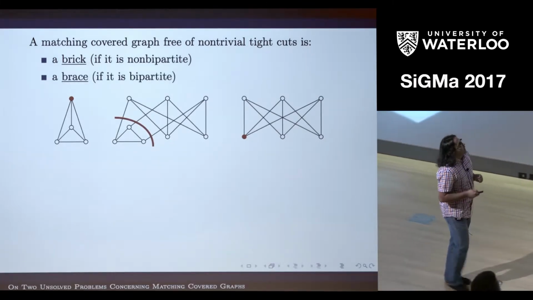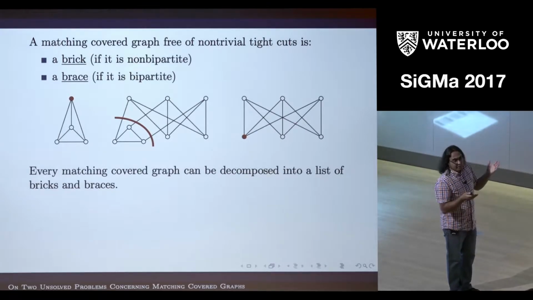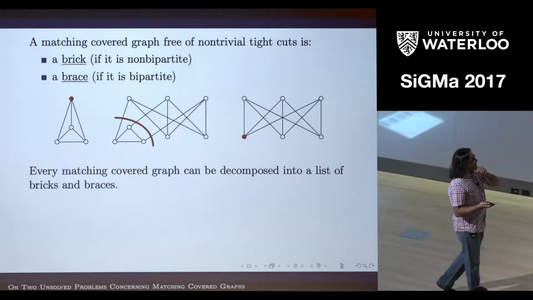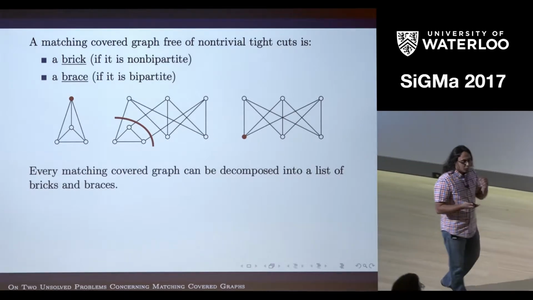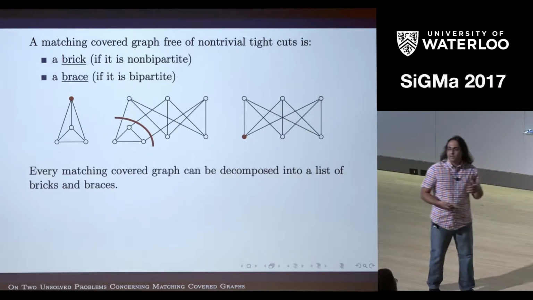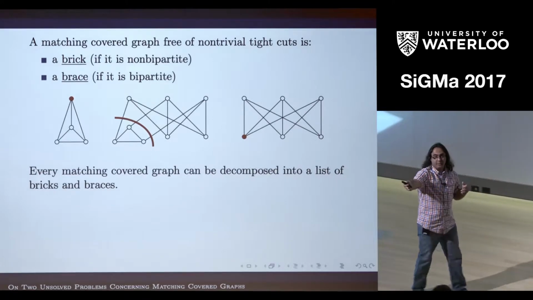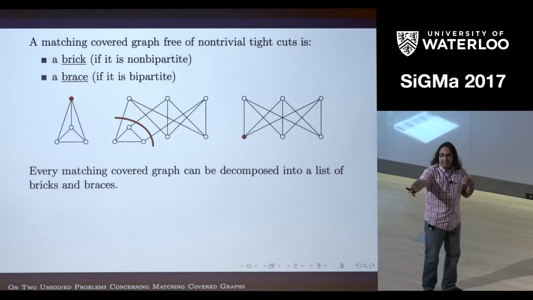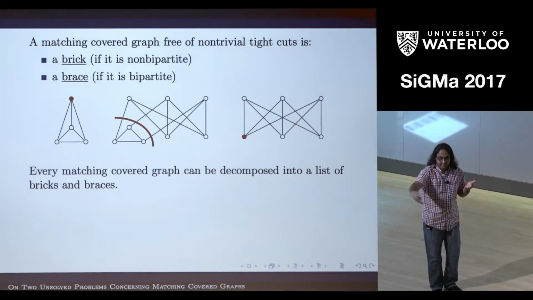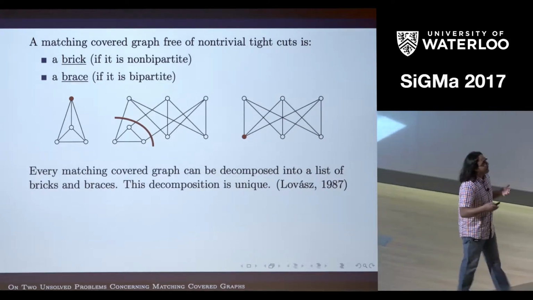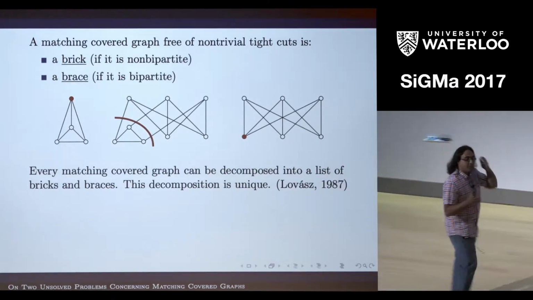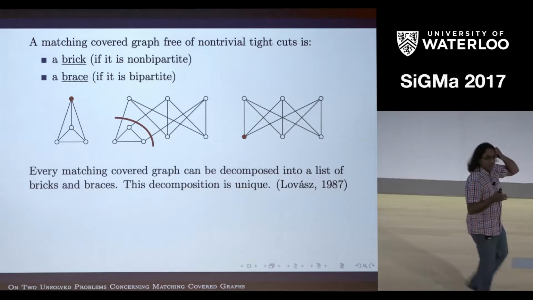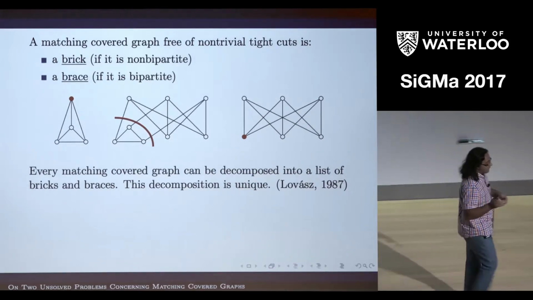Okay. And in fact, that means that every matching covered graph can be decomposed into a list of bricks and braces. The big question that arises is, if I did this tight cut decomposition and one of you did this tight cut decomposition, would we have the same graphs at the end of the day? And that is exactly what Lovász proved in 1987, that the tight cut decomposition is really unique. Okay, and that's great.